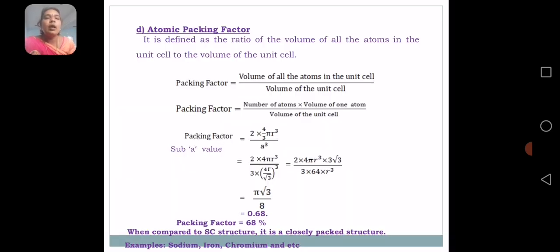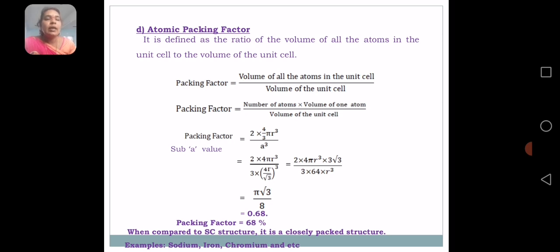Next, the last point, atomic packing factor. We already discussed what atomic packing factor is. Atomic packing factor is the ratio between the volume of all the atoms in the unit cell and the volume of the unit cell. And the volume of all the atoms in the unit cell can be written as number of atoms into volume of one atom, divided by volume of unit cell. How many atoms in the BCC structure? 2 atoms. So 2 into volume of one atom. What is the volume of one atom? Yes, you are correct. 4 by 3 pi r cube, divided by the volume of the unit cell, A cube.